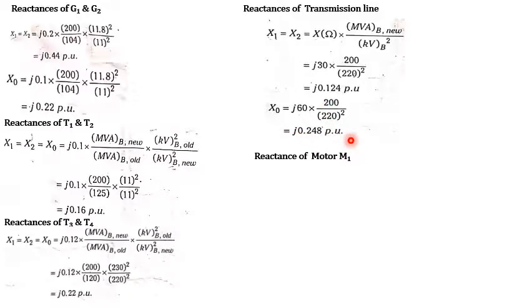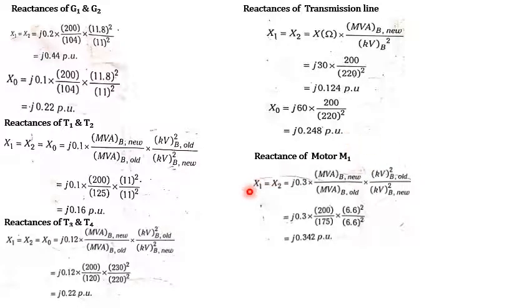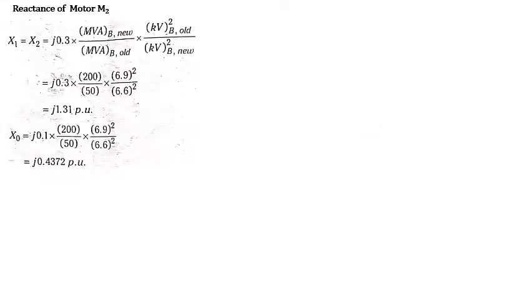Similarly for the reactance of motor M1, x1 is equal to x2, which is 0.3. MVA base is 200, old value is 175. Look at this: the old and new voltage values are the same, 6.6 square. We get 0.342. Similarly for the x0 value, it is J0.15, 200 by 175, the voltage is the same, 6.6 square. We'll get 0.171.